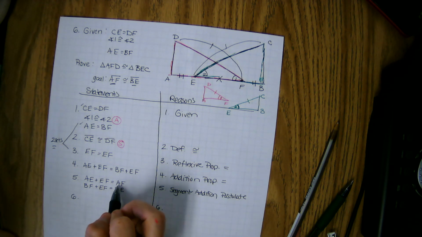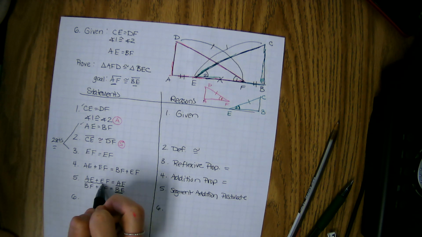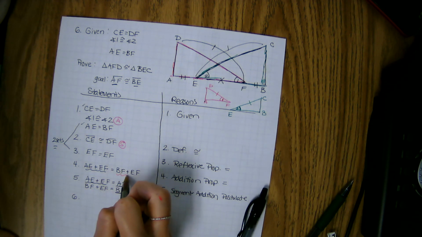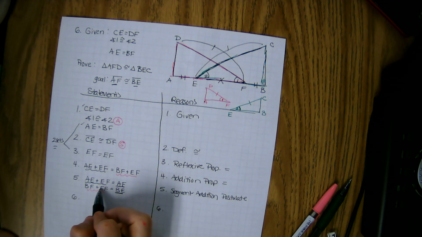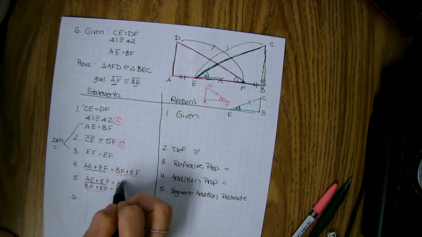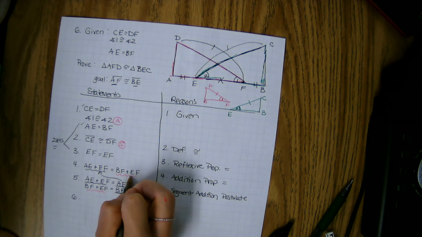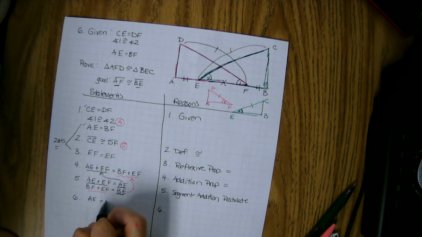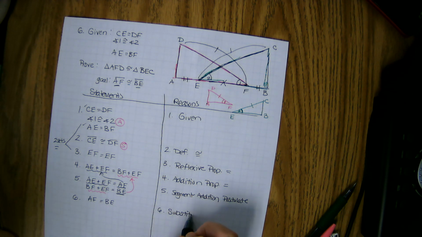So our goal again is to get AF congruent to segment BE. So I say, okay, well now I know AE plus EF is equal to BF plus EF. So if those two are equal, then I know AF is equal to that, and BE is equal to that. So I can substitute them in. So AF equals BE by substitution.